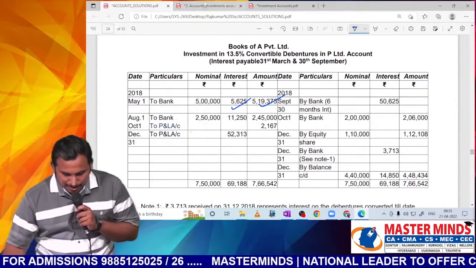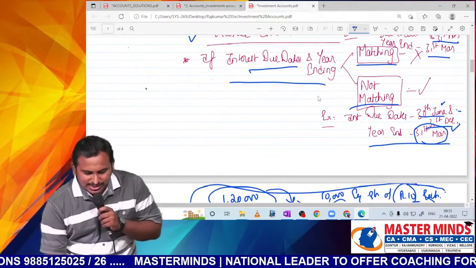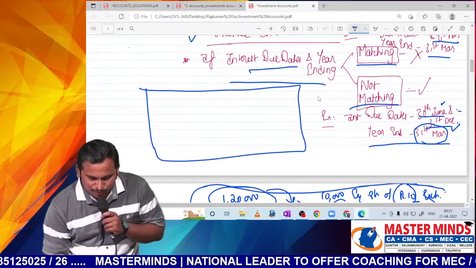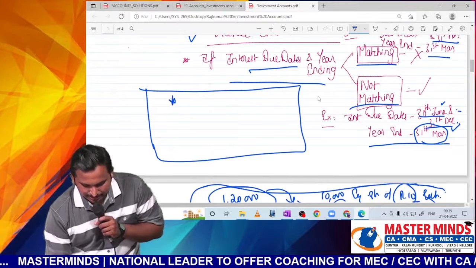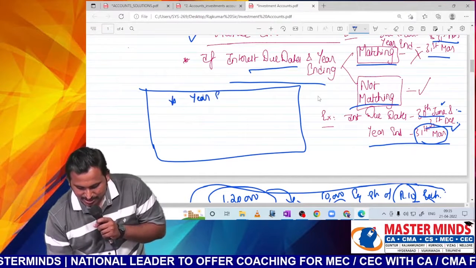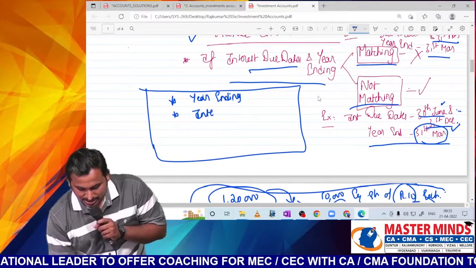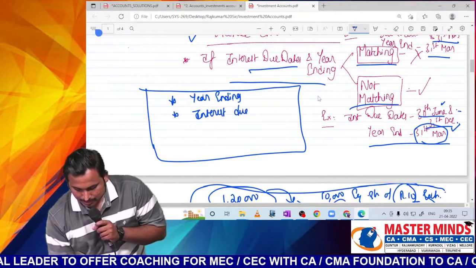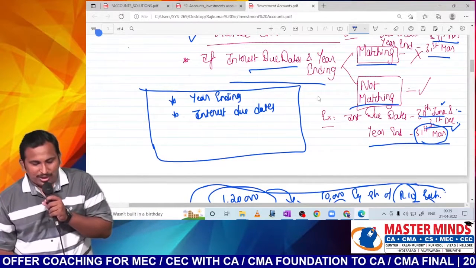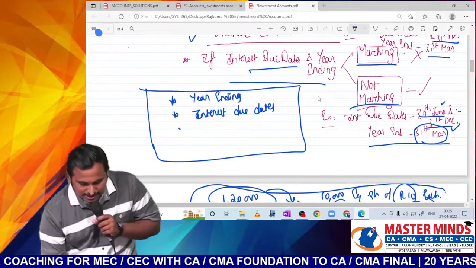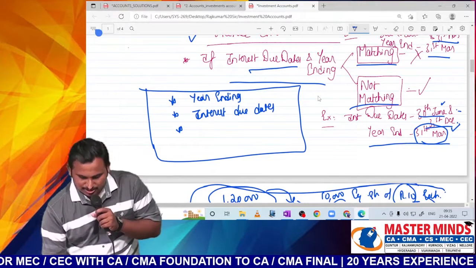But anyway, let me conclude for you, sir. Whenever you solve any debentures question, always keep in mind 4 things before you. If you just keep these 4 things, you will never write wrong, sir. What is the first thing? Year ending, you please write down separately. Then interest due dates, you please write down separately. Because based on these two only, we'll decide whether accrued interest is there or not. Similarly, which year is it? Is it calendar year or accounting year? So that anyway you will write.